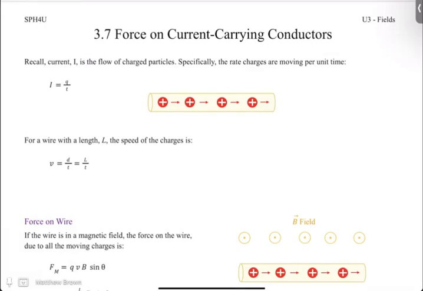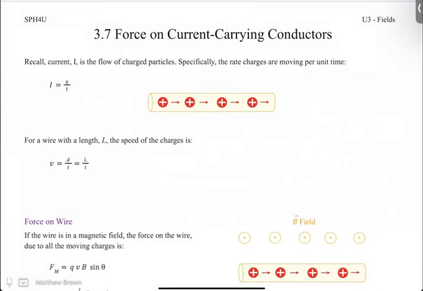Force on current carrying conductors. Well, current carrying conductors are wires, right? For all intents and purposes, we will look at these as just moving charges. So we've seen what happens with individual charges, right? That was the last section. So here, there's just a couple things that I thought are worth reviewing.